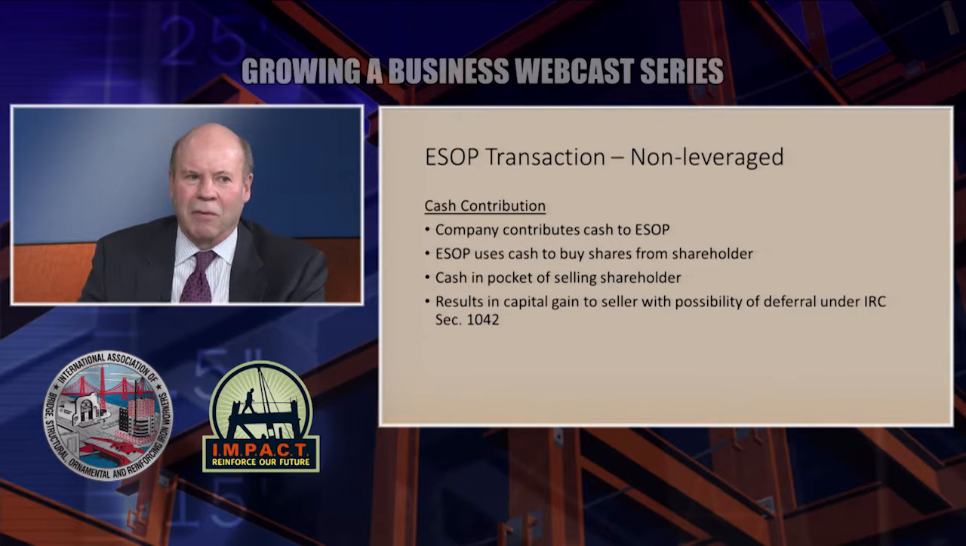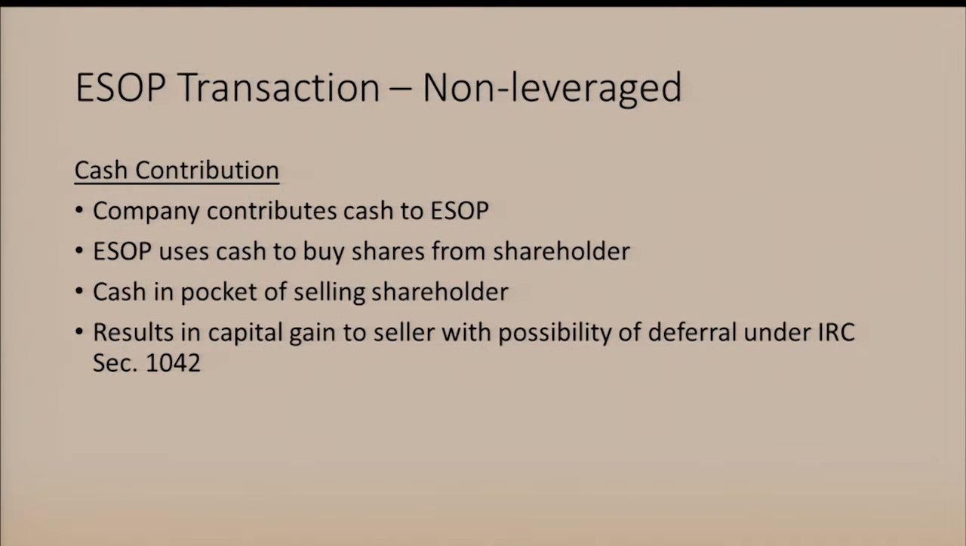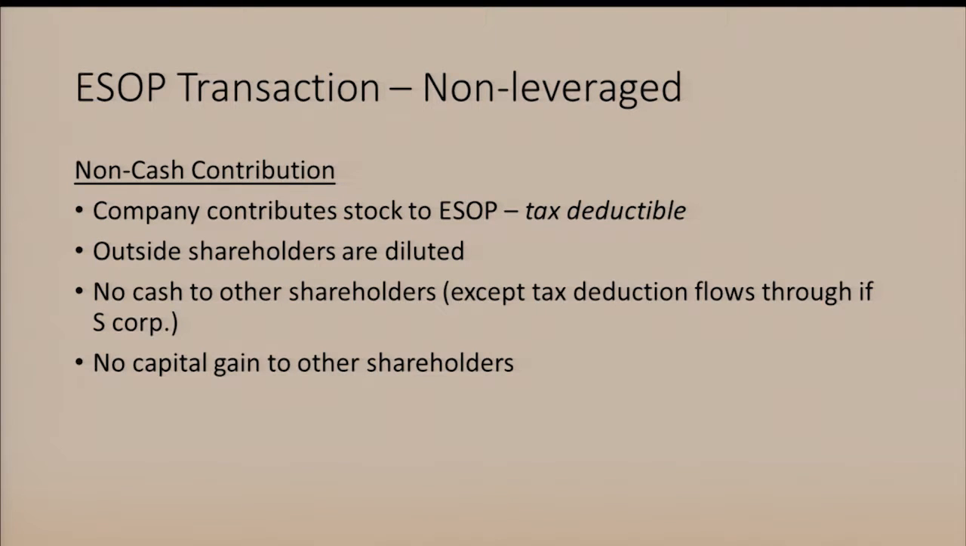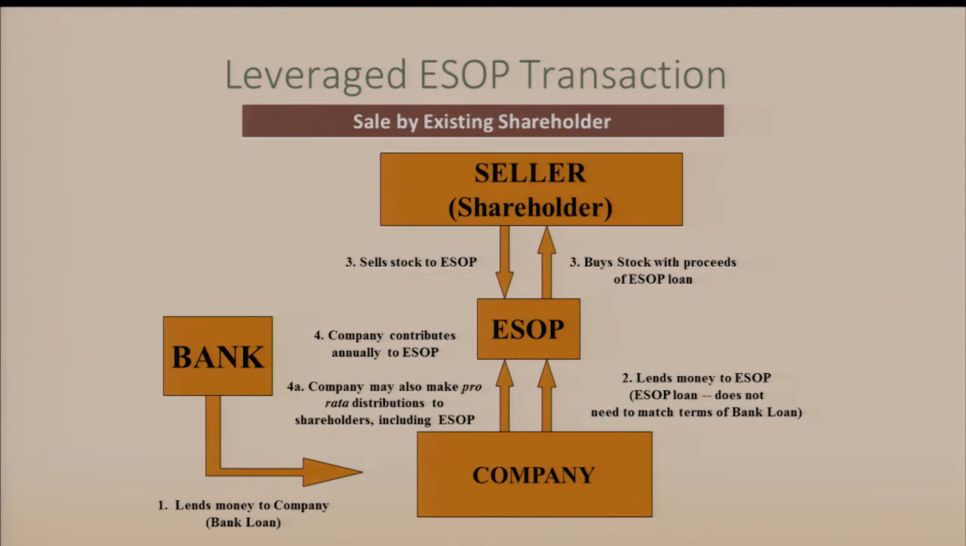Okay, so some of the transactions that might take place. First of all is the non-leveraged cash contribution. Company contributes cash. Cash is used by the ESOP trustee to buy the shares from the owner. Very simple. Owner gets cash. Could result in capital gain to the seller, possibility of deferral under 1042, as we'll see. Non-leveraged, a non-cash contribution: the company could simply issue more shares and make a contribution to the ESOP in shares. The difference there is the shareholders are diluted. They don't end up with any money in their pocket as a result of that, but the ESOP ends up with an ownership interest.